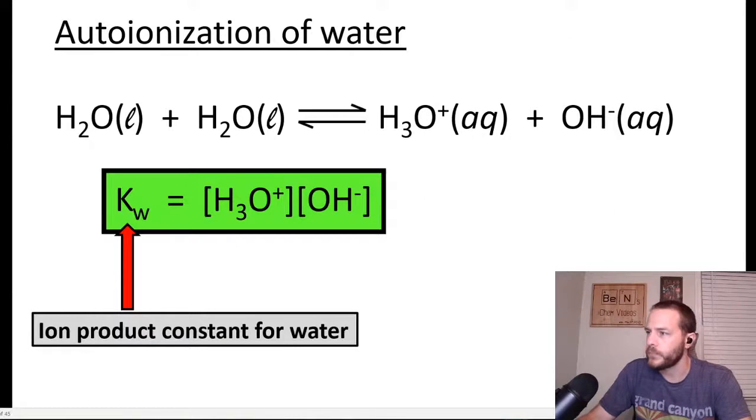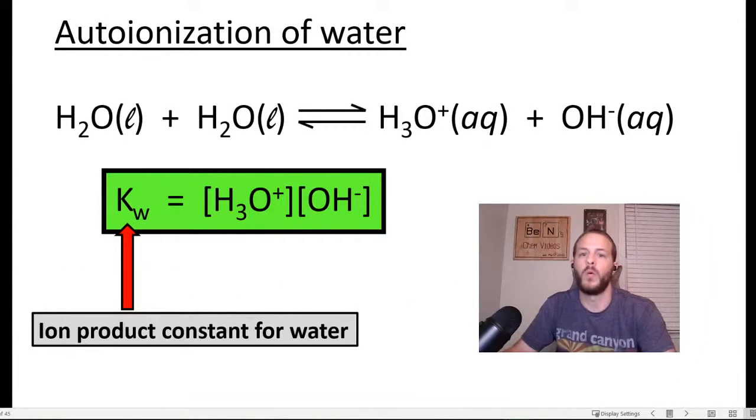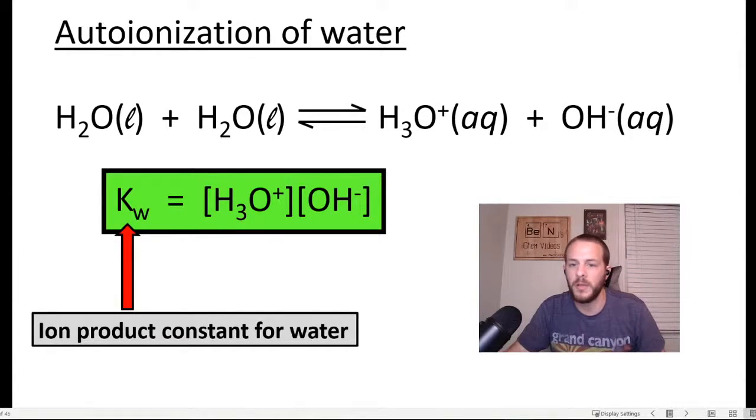Well, the autoionization of water can be represented with this chemical equation here, where we have water plus water yields hydronium ion and hydroxide ion. So again, this equation just represents one water molecule that has donated a proton to another water molecule, and hydronium and hydroxide are what would be the result of that process occurring.